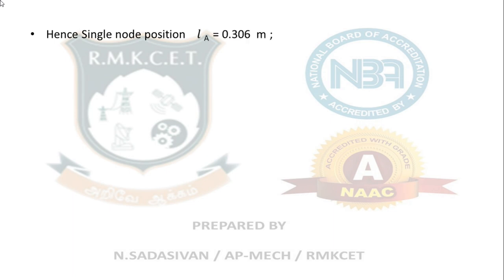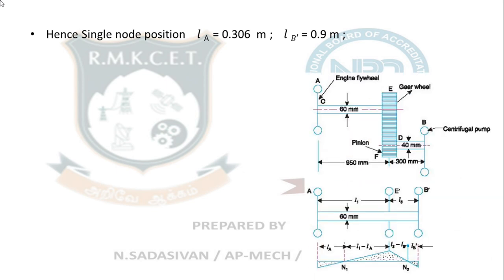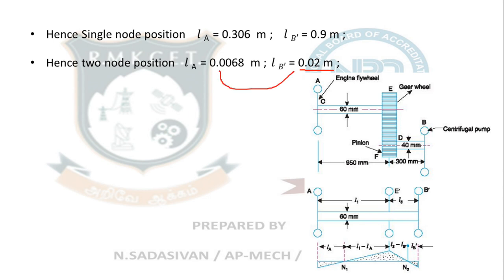So hence for the single node position, LA is the larger length you take. LA is 0.306, LB dash is 0.9. For the two node position, the smaller values, 0.068 and the corresponding value of LB 0.02. What is the condition? If I multiply 0.34 here, I should get this answer. Similarly, if you multiply 0.34 here, you should get this answer. So that is your condition.